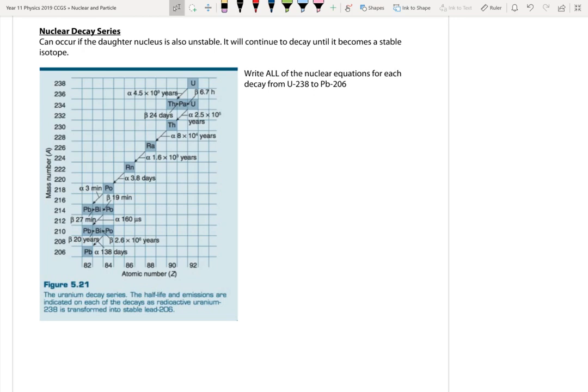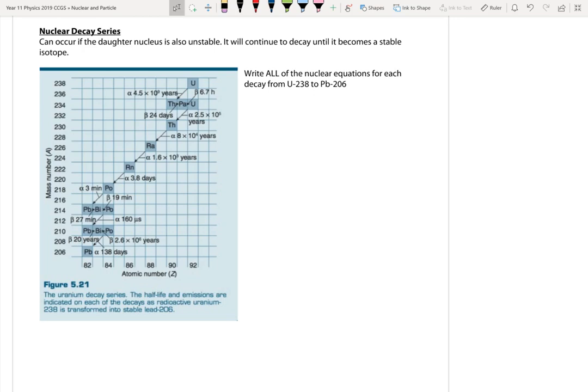The further away you get, one decay is not going to get you to stability. Okay, so as soon as you need more than one decay to get to a stable isotope, it's called a decay series. The most common one is the uranium decay series. This has been happening on Earth since the Earth was made about 4 billion years ago.